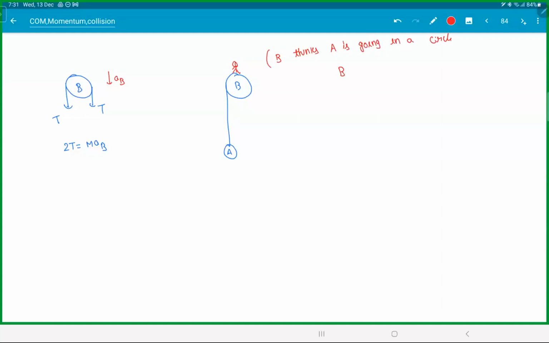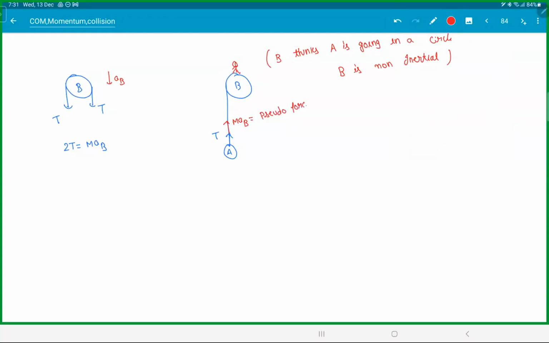And remember, B is a non-inertial frame. So the observer on B himself has an acceleration, it's a non-inertial frame. So we have to apply pseudo force. If you look at the forces, you have tension. There is no mg here. What is the pseudo force? Mass of the body, acceleration of the observer in the opposite direction. There will be m into AB. This is the pseudo force.